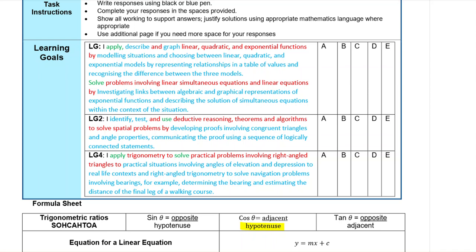We're going to go through this practice exam. In this, we're going to talk about graphing linear and nonlinear equations. We are going to talk about how to solve simultaneous equations. I want to talk about congruency and how to prove them. And lastly, we're going to talk about trigonometry and apply it to bearings.